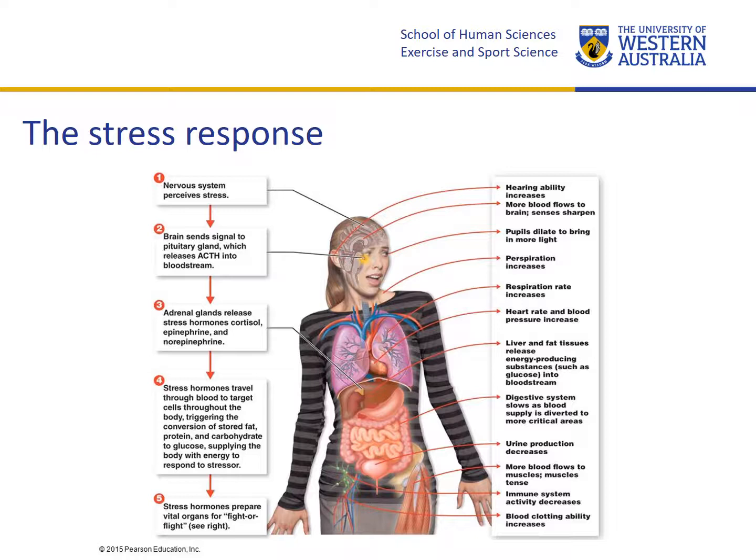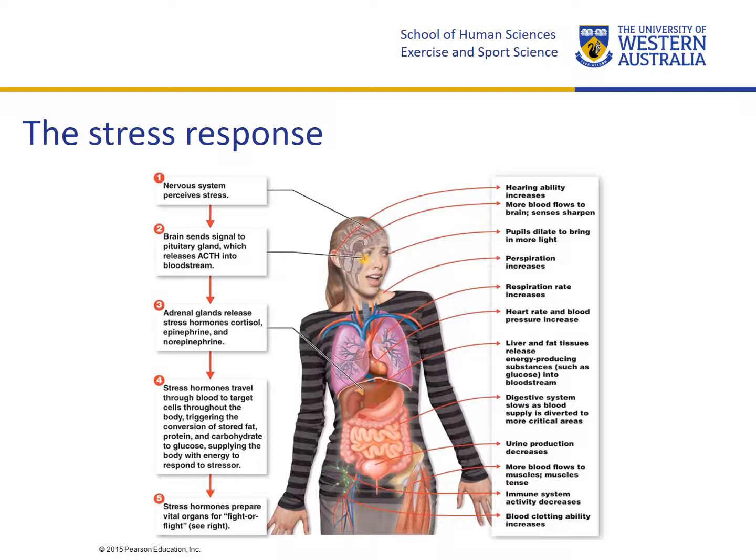As I mentioned before, you get more blood flow to the muscles. Muscles also get tense and ready for action. The immune system activity can decrease, and that's why we can sometimes be more susceptible to sickness when we're stressed, and our blood clotting ability also increases. So you can see when we feel stress, the body responds by becoming primed for action. And look, this is in some ways a beneficial response because it means we're ready to go. But depending on the nature of the stressor, it can actually be a bad thing.